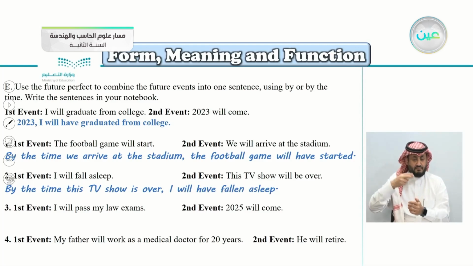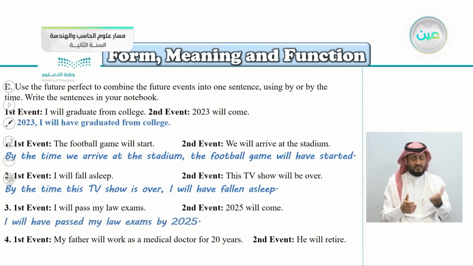Number three, the first event, I will pass my law exam. The second event, 2025 will come. So, yes, this is an easy one. I will have passed my law exams by the year 2025. Or you can say, of course, by 2025, and comma, I will have passed my law exams, just like the first one. By 2025, then you write the comma, then you say, I will have passed my law exams.